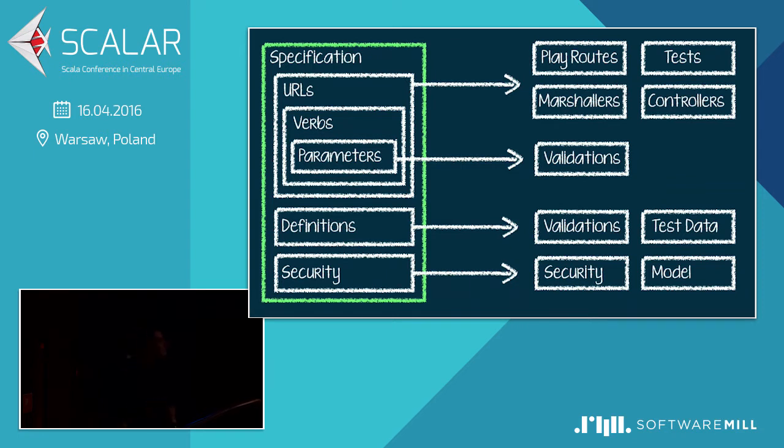So we can actually get this specification, all different parts of it, and we can generate a couple of artifacts. For example, Play routes, tests, marshallers, controllers, validations, test data model, and the like. So basically, what does it mean? We just take your specification, we generate a fully functional, proper functional, RESTful shell, and then you as a developer just have to take a pearl of your application, business logic, put it inside, and you have it working. Great stuff, right? No, sorry, I don't think so.